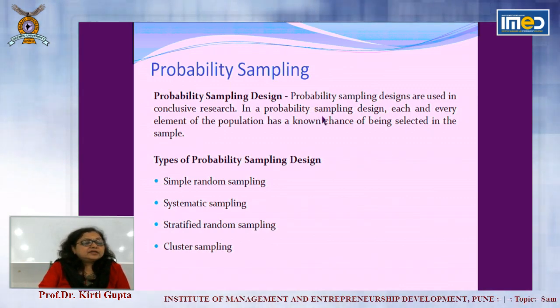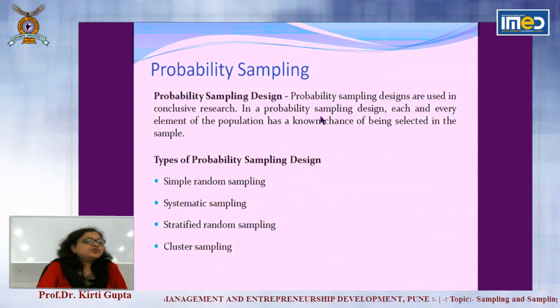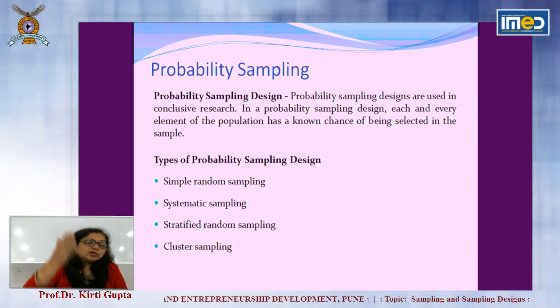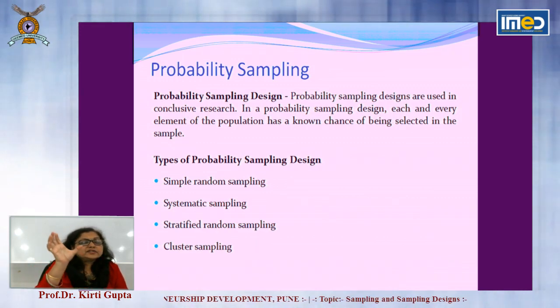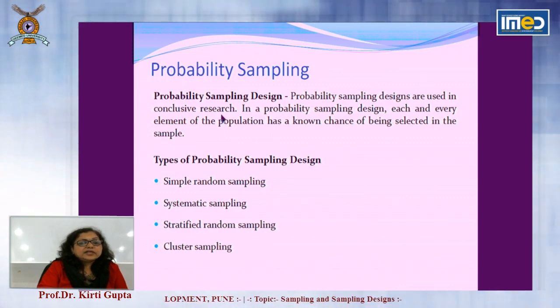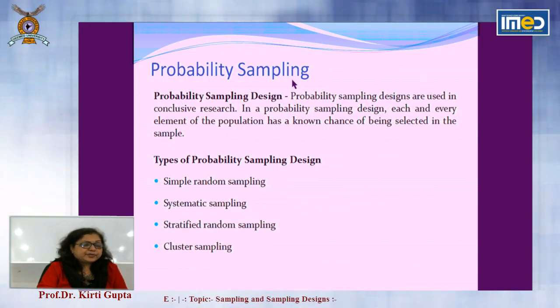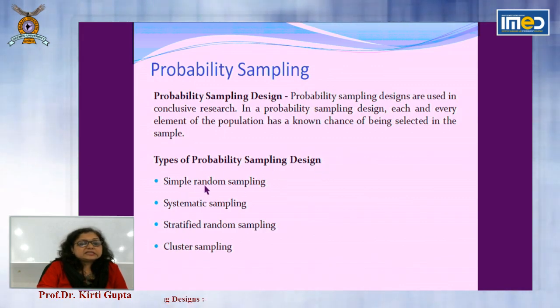Probability sampling is used when you know the list of all the people in the population. Only when you have the proper sampling frame can you use probability sampling. There are four different types of probability sampling: simple random sampling, systematic sampling, stratified and cluster. One more thing to remember is that in probability sampling, each and every unit of the population has equal chance of being selected in the sample.